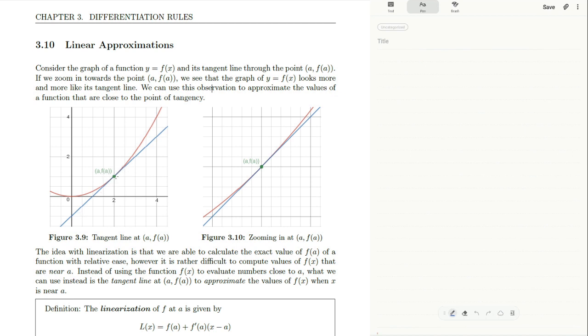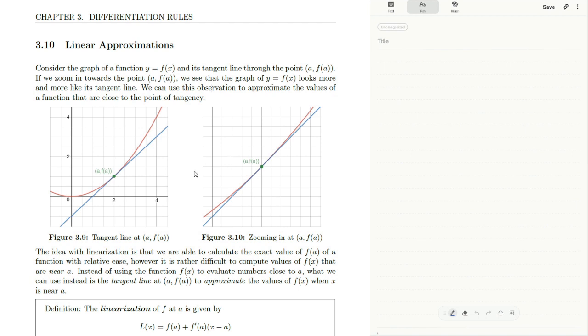Now, if we were to zoom in towards this point, we obtain the graph on the right. And we notice that the function looks very close to the tangent line near the point of tangency. And so we can use this observation to approximate the values of the function when x is close to a.